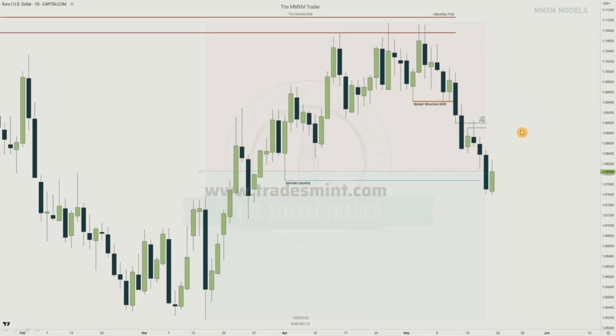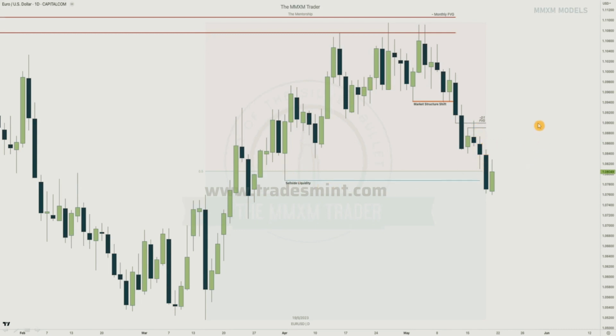Where is our opportunity? We've got this sell side liquidity down here, and we form a displacement in the form of a fair value gap here. So opportunities lie inside this fair value gap to go down into this sell side liquidity.